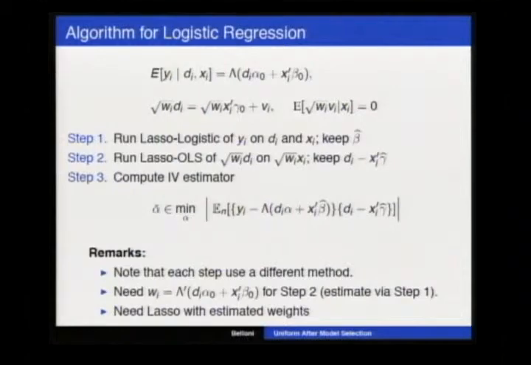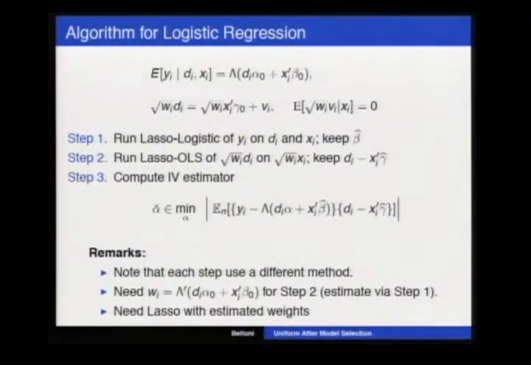First step, you run Lasso logistic regression on the first equation. That's the standard procedure. The second step, you run a regular Lasso, but your y there is the weighted treatment, and the variables are the weighted controls, and you keep the residual. And then you just minimize this expression, essentially. This is a moment condition, and this is your instrument. Turns out that each step actually uses a different method.